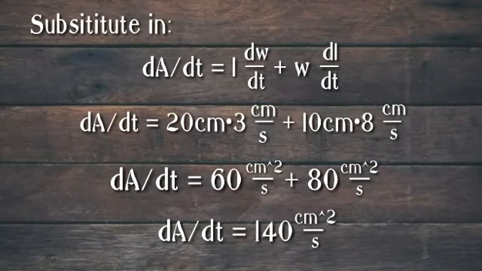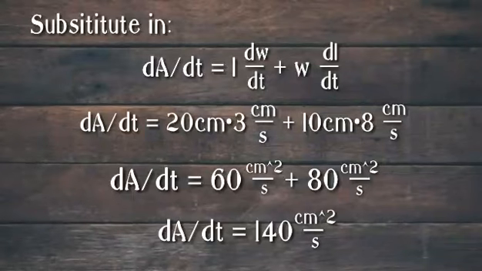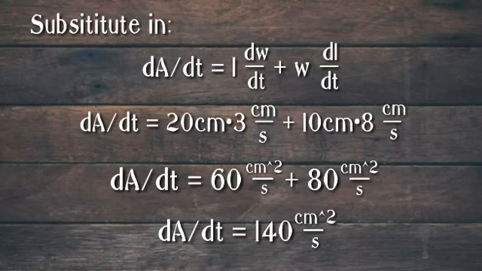dA over dt would then be equal to 20 cm times 3 cm per second plus 10 cm times 8 cm per second. We would get the value 60 cm square per second plus 80 cm square per second. By adding these two, we would get 140 cm square per second.